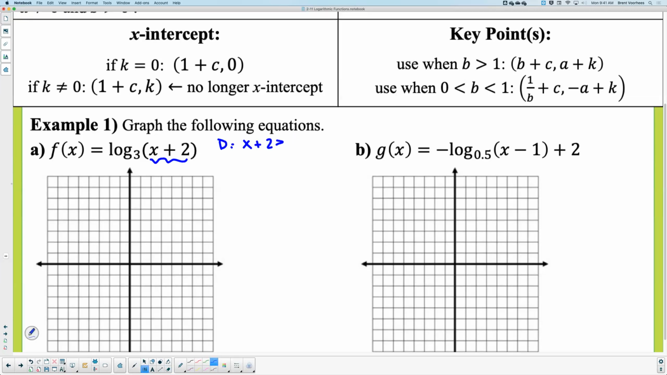Greater than 0, not equal to. I said that wrong because you cannot take a logarithm of a non-positive number, which means it has to be positive. It can't be equal to 0. Okay, how would I solve that?